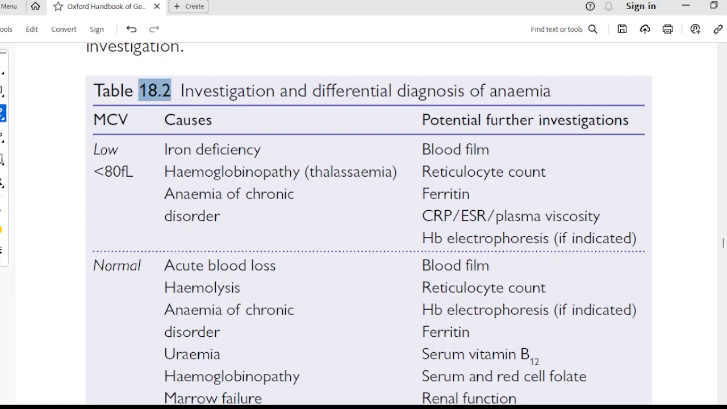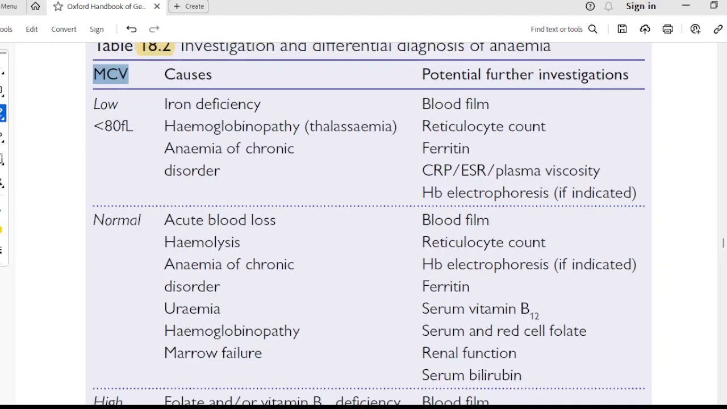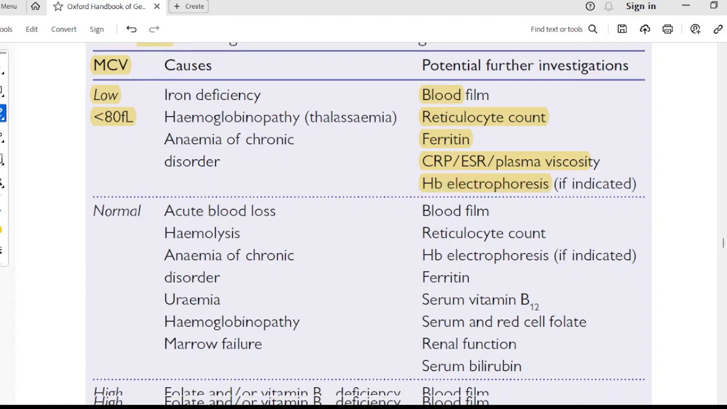So this is the investigation for causes of anemia. Mean corpuscular volume you have to do. If low, less than 80 picoliters, causes could be iron deficiency, hemoglobinopathies like thalassemias, or anemia of chronic disorders. Potential further investigations: you do a blood film, a reticulocyte count, ferritin, CRP, ESR and plasma viscosity, and hemoglobin electrophoresis if indicated. So when you have an anemia with low MCV, you do a blood film, reticulocyte count, ferritin, CRP, ESR, plasma viscosity, and Hb electrophoresis if indicated.